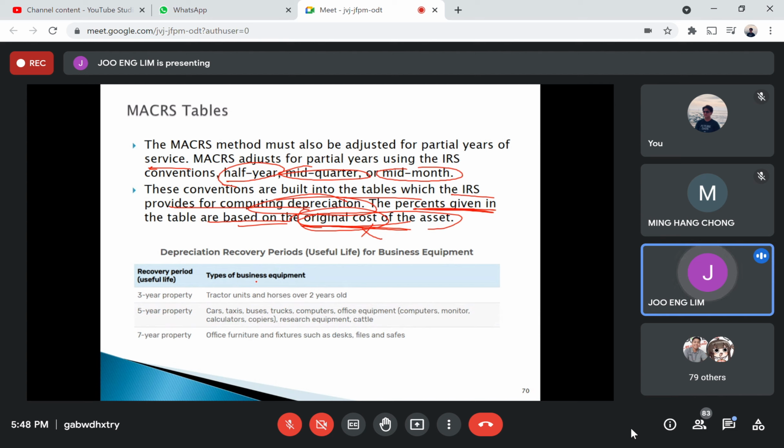So we have this classification. For example, you look at 3-year property. They call an asset "property". In that guideline, you will see that property is not a housing, because it is also another word we use to refer to an asset. An asset is also your property. So you see tractor units, cars, taxis, all under this category. Office furniture is another category. It's just some examples to show that they actually give some suggestions on how to pick the number of years for recovery, right? 3 years means 3-year recovery, 5 years, 7 years.